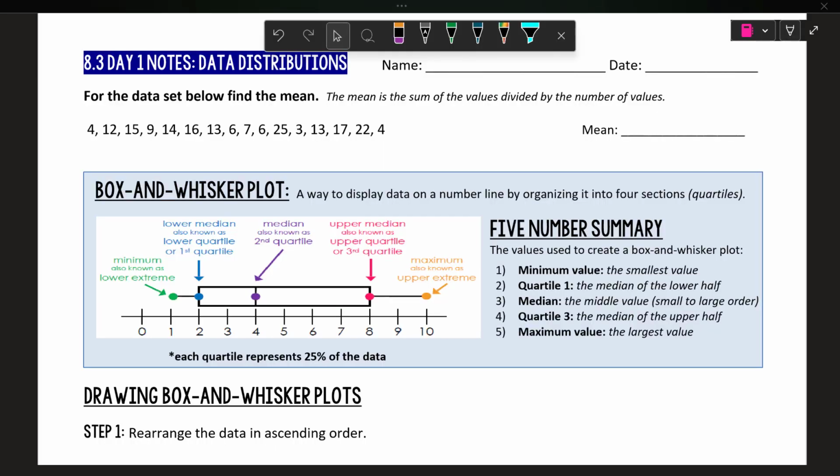All right, let's start our statistics unit, which I'm super excited about. We're going to talk about data distributions today. So our first thing that we have here, for the data set below, find the mean, or the average.